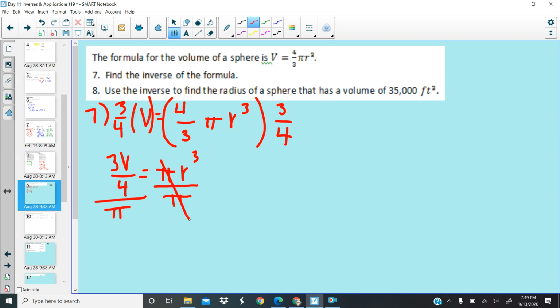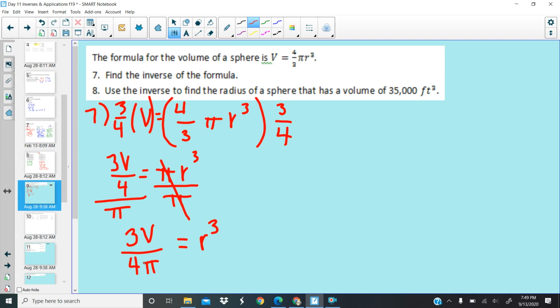So the right-hand side is now just going to be r cubed, and it's going to be equal to 3v divided by 4 divided by pi. So the way that's going to end up looking is 3v divided by 4 pi, because it's being divided by 4 and is being divided by pi. So the pi can just go down there on the bottom with the 4. And then it equals r cubed.